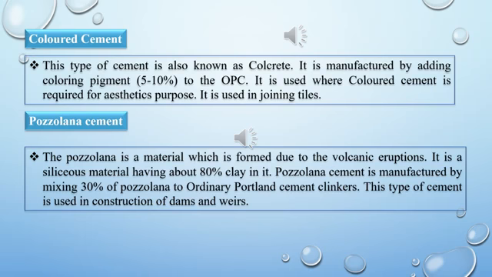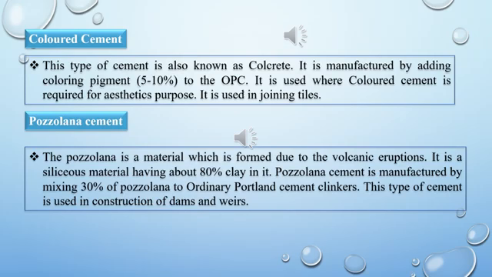The next one is pozzolana cement. This pozzolana is a material which is formed due to volcanic eruption. It is a siliceous material having about 80% clay in it. Pozzolana cement is manufactured by mixing 30% of pozzolana to the ordinary Portland cement clinker. This type of cement is used in constructions of dams and weirs.